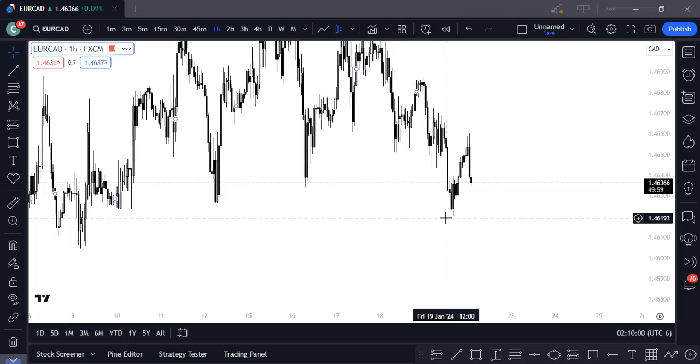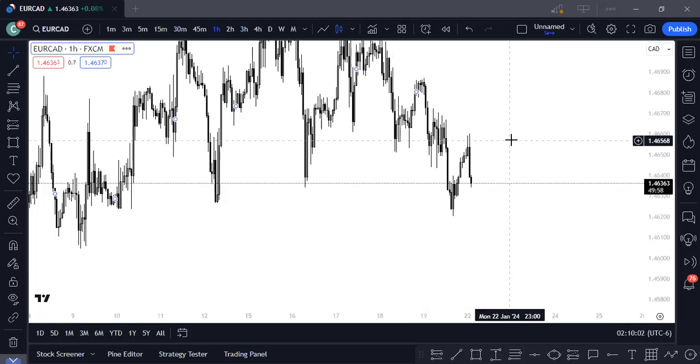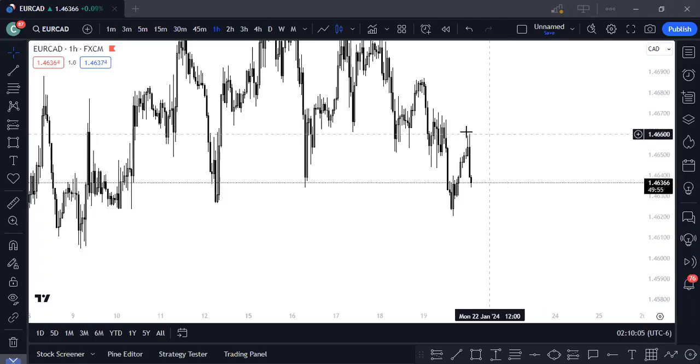Price will always sell and buy from a demand level or a supply level. That's just my own theory, like what I've been experiencing so far.